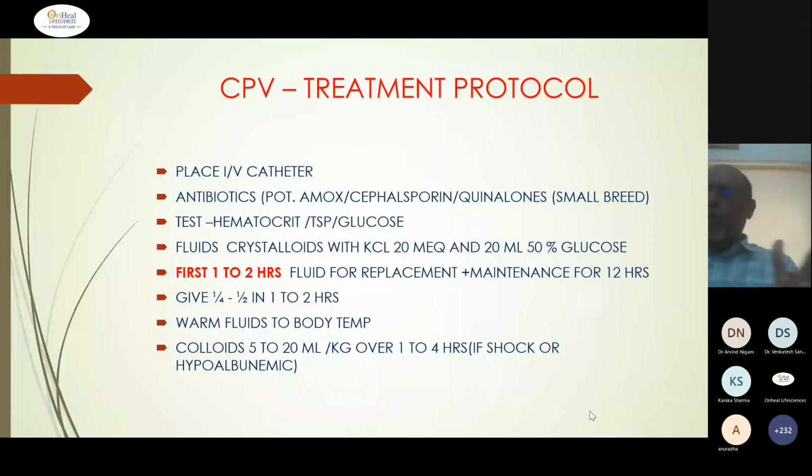So now I'm going to give you a complete protocol of what you should do when a case comes. First thing you should do is place an IV catheter. If it's a small puppy or a cat, put a catheter in the bone marrow. Antibiotics: potentiated amoxicillin, cephalosporins, quinolones in small breeds. First, minimal database: hematocrit, PCV, total proteins, then glucose. These three we require to see immediately.